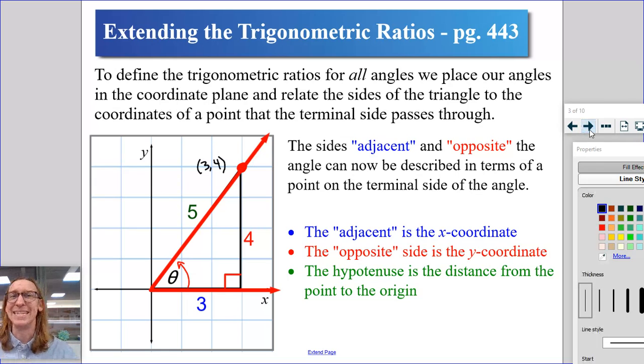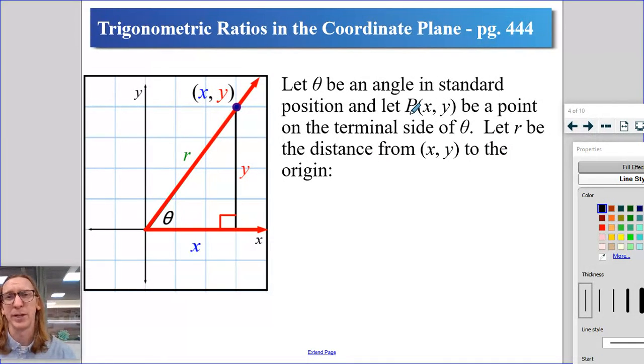So here is a definition of trigonometric ratios by using the coordinate plane. And this information can be found in your book on page 444. So suppose I have an angle theta in standard position, and P is some point on the terminal side of our angle, whether it has coordinates (3, 4), or just generic (x, y) in this case. We're going to define the variable r as being the distance between this point and the origin. How far is it from this point to the origin?